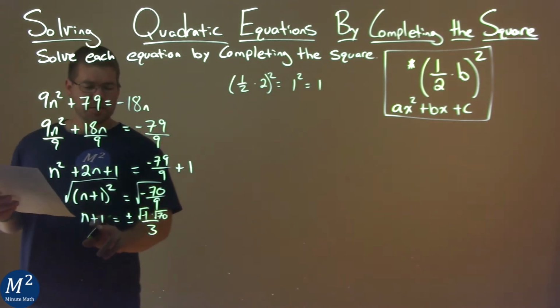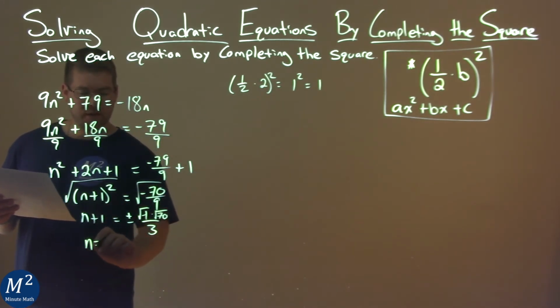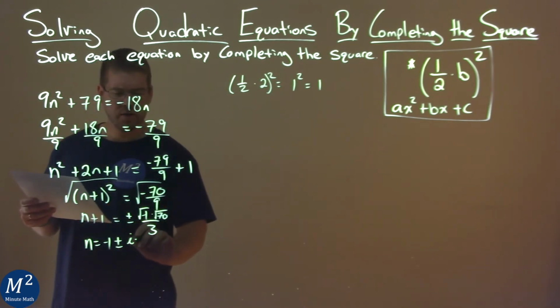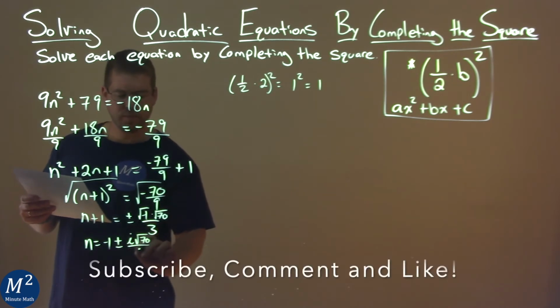Keep going, we can subtract a 1 from both sides. We have n equals a negative 1 plus or minus here. Now the square root of negative 1 we know is i, so we have i square root of 70 over 3.